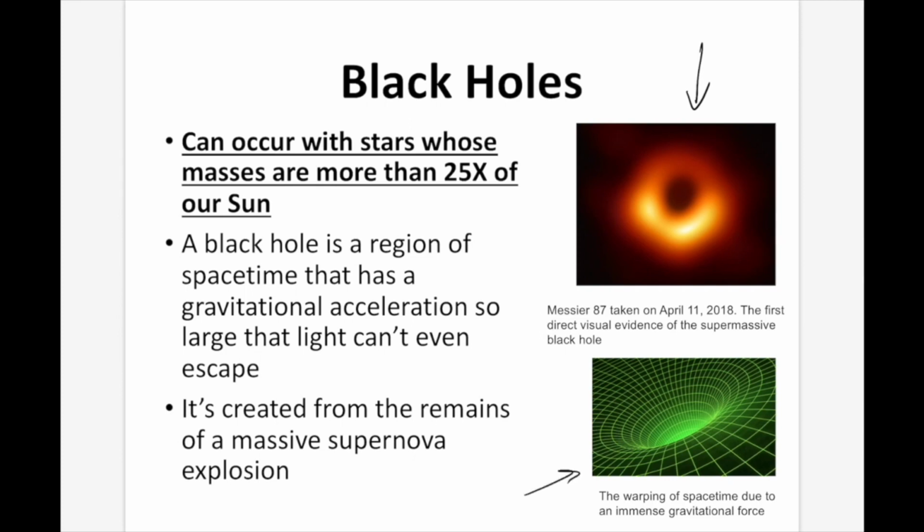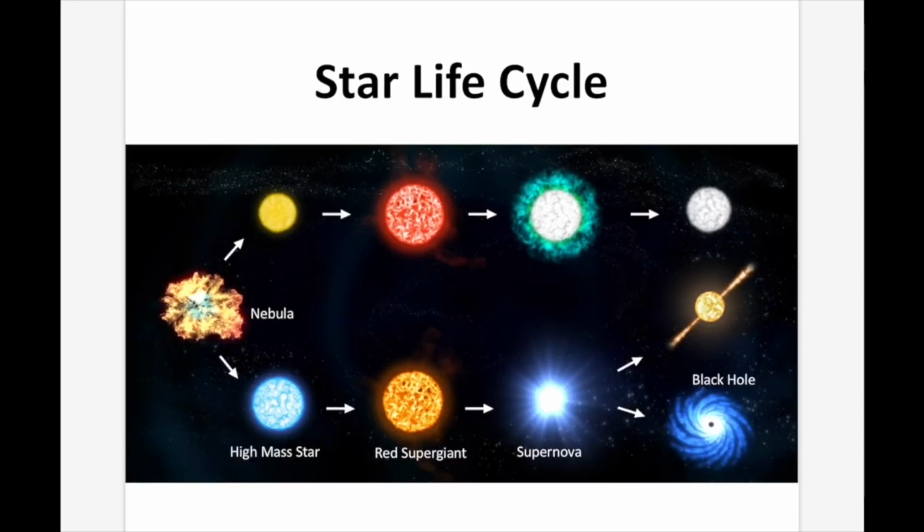So what we see is the warping of space-time due to an immense gravitational force. So everything is going to be sucked into this little gravitational well. Nothing can escape the gravitational pull of a black hole. And that brings us to our final diagram. So everything's the same as when we went previously, but instead of doing that step, our star is so massive, we're going to go straight to the black hole. We're going to go massive supernova explosion, black hole.